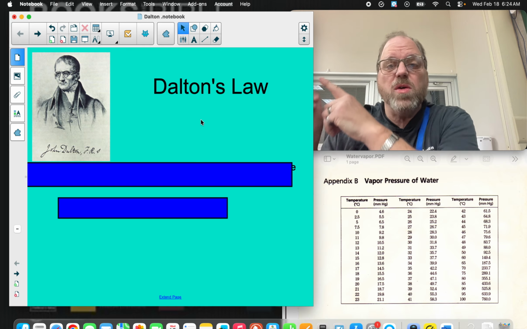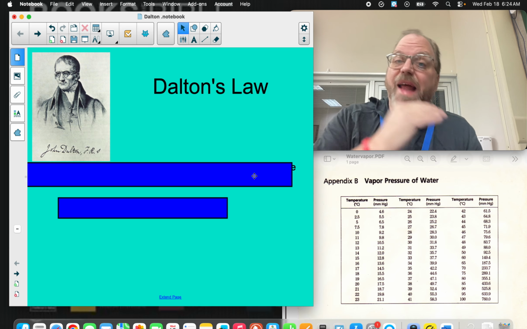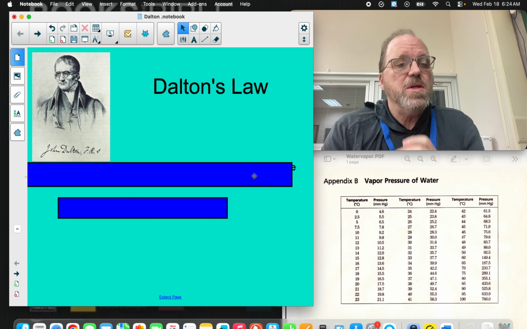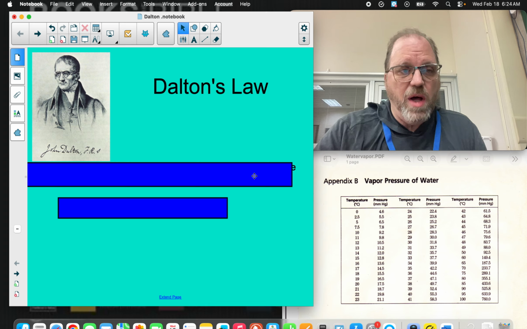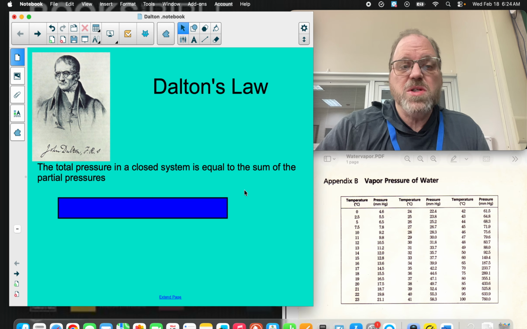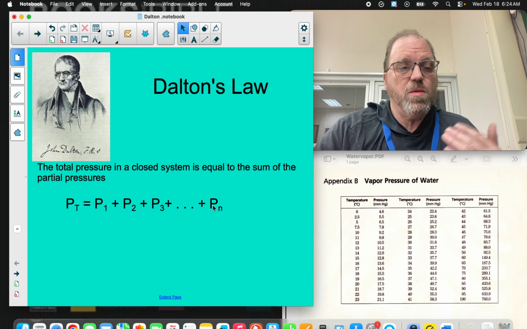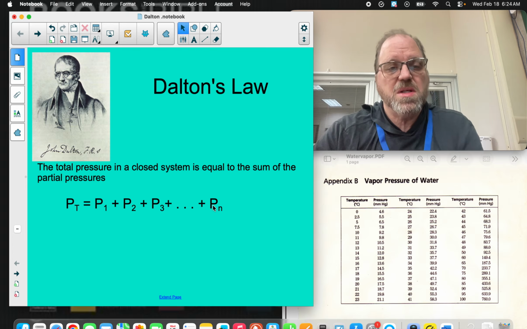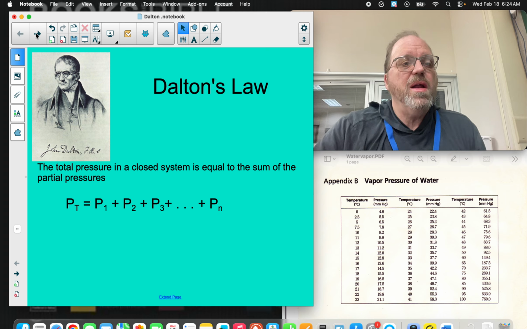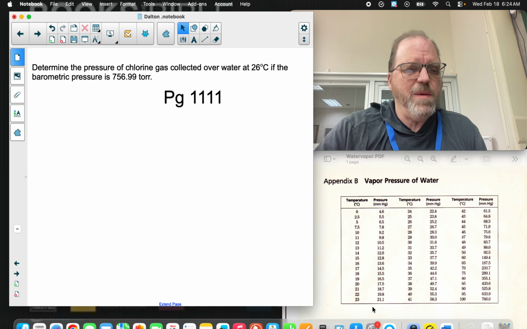We're looking at Dalton's Law again. And when we look at Dalton's Law, we're going to take it up a level and explain how we got certain values. So, quick review, Dalton's Law, that's his picture there. Dalton's Law is defined as the total pressure in a closed system is equal to the sum of the partial pressures. The basic equation would be P total is equal to the sum of all the partial pressures. Now, quick review, and here's the water vapor chart right here.